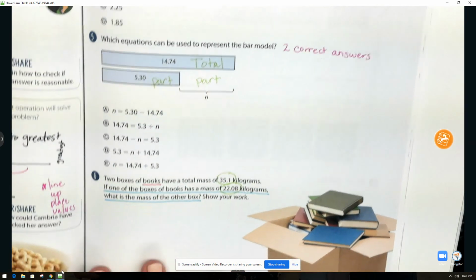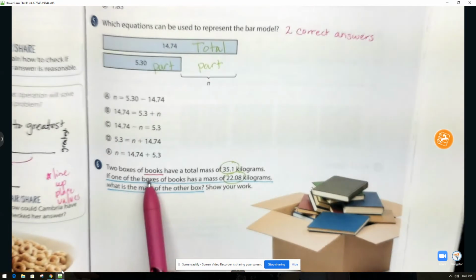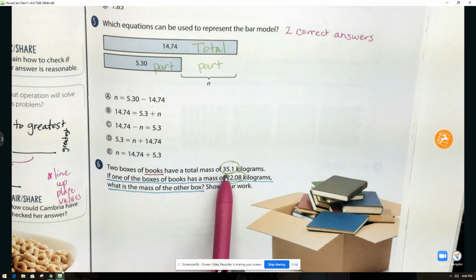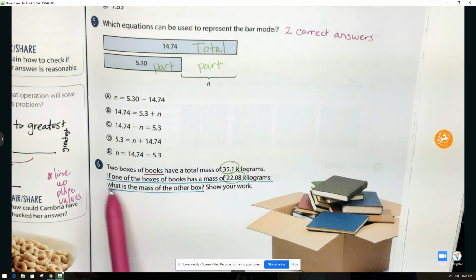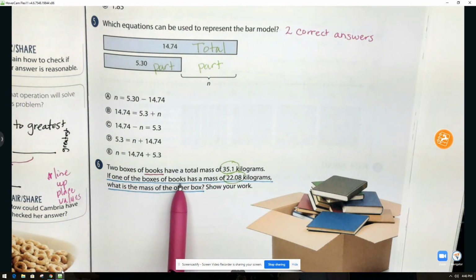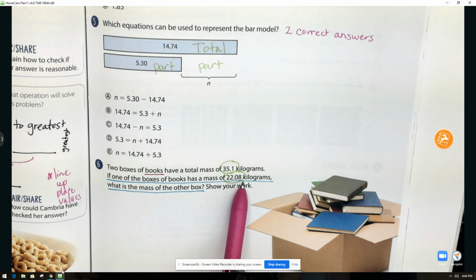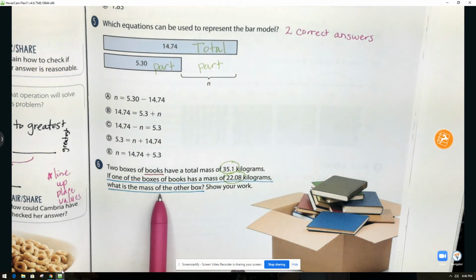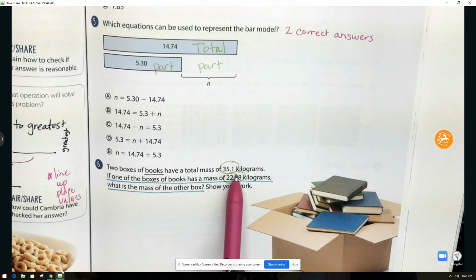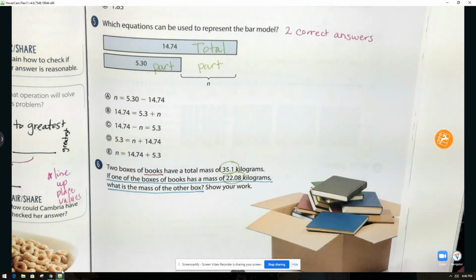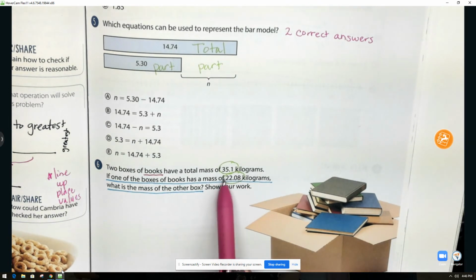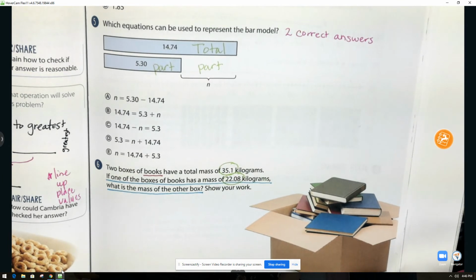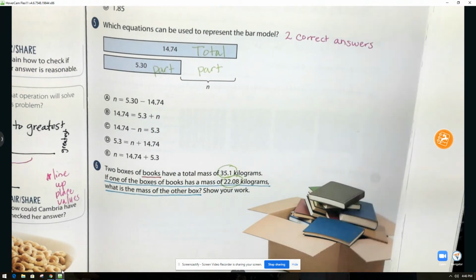Number 6 says 2 boxes of books have a total mass of 35 and 1/10 kilograms. If one of the boxes of books has a mass of 22 and 800 kilograms, what is the mass of the other box? So you're going to go ahead and subtract 22 and 800 from 35 and 1/10. Or you're going to add on from 22 and 800 to get up to 35 and 1/10. Use your best strategy to solve this problem.